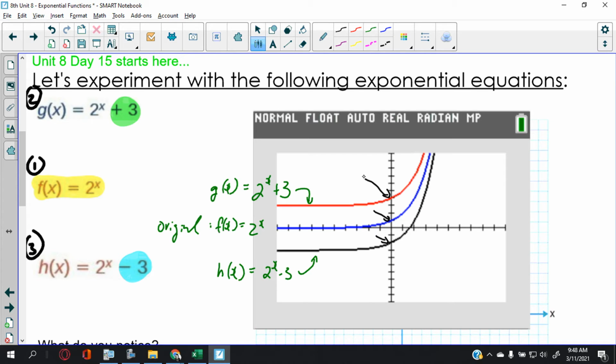Okay, so what's my total lesson? The point of the day is when you add or subtract to the original equation, it translates the original line, the blue line, either up when you're adding or down when you're subtracting. Okay, that's the lesson today.